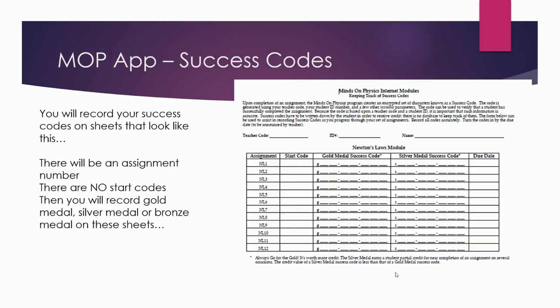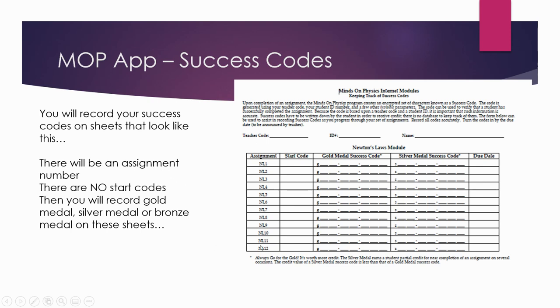So in your packet, you're going to have some pages that look like this that allow you to write down your success codes. You're always going to have bronze success codes when you are doing ones in marathon mode. And it doesn't matter if they're gold or silver, because ultimately, if you get a code, it shows that you answered all the questions correctly. And that is our goal, to get to the point where we understand the concepts well enough that we can answer all the questions correctly. So that's why you have a number of sheets of paper. The very first one in your packet is Newton's laws, because that's where we're starting off at the beginning of this semester.